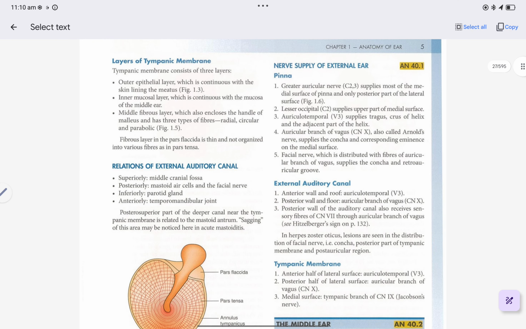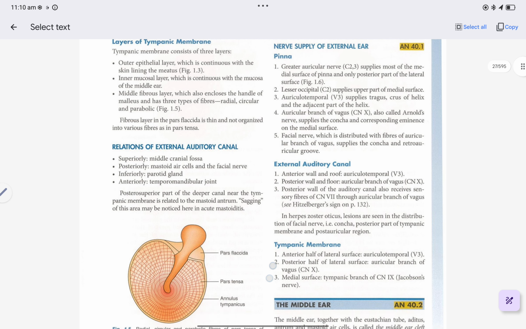Layers of the tympanic membrane. The tympanic membrane consists of three layers. Outer epithelial layer, which is continuous with the skin lining the meatus. Inner mucosal layer, which is continuous with the mucosa of the middle ear. Middle fibrous layer, which also encloses the handle of malleus and has three types of fibers: radial, circular, and parabolic. The fibrous layer in the pars flaccida is thin and not organized into various fibers as in pars tensa.